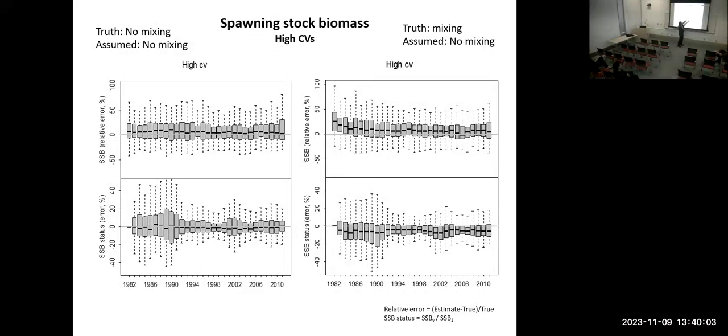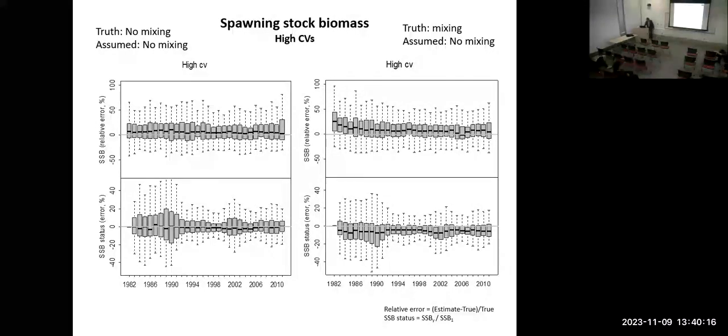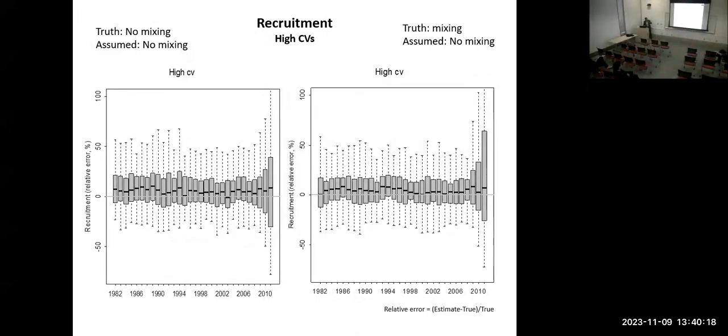And then this one is a true mixing, there's mixing, but you're not considering it in the assessment. And you see the bias here. This is an underestimated status, and this is overestimated stock biomass. So you see the impact, and the same for other measures. So that one is the spawning stock biomass.